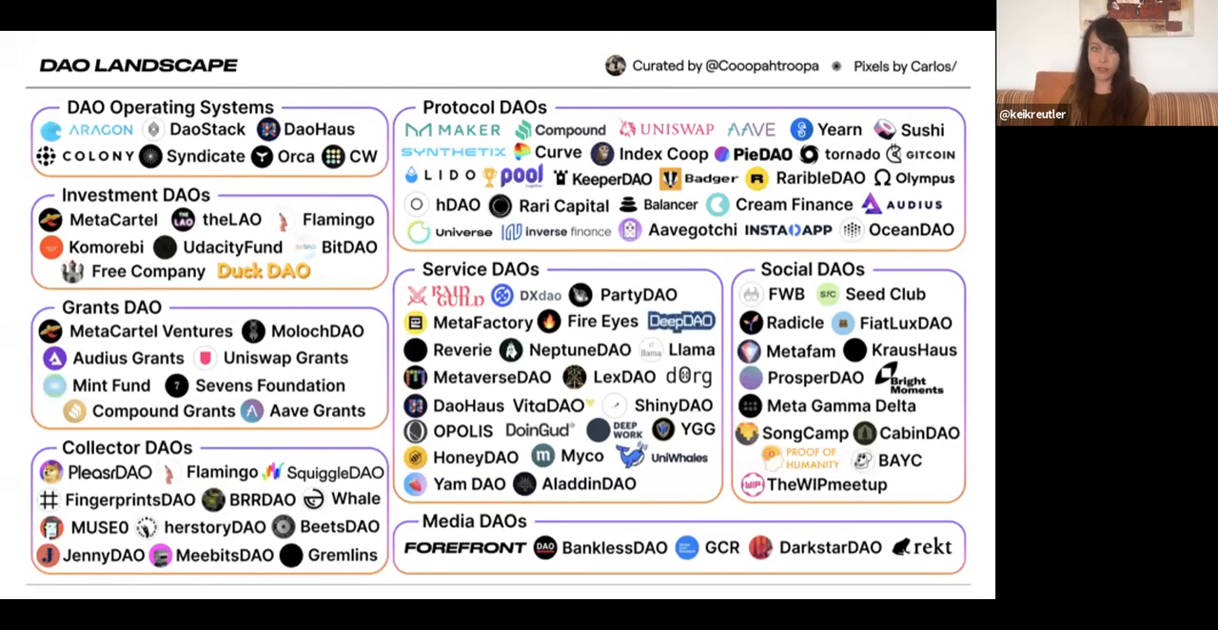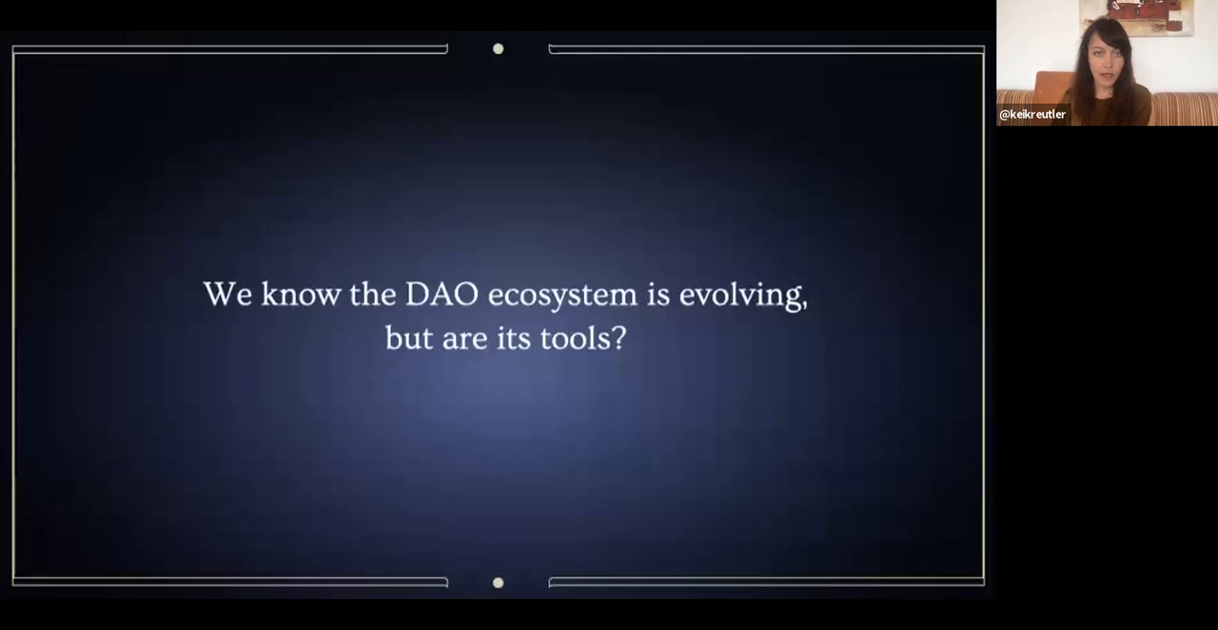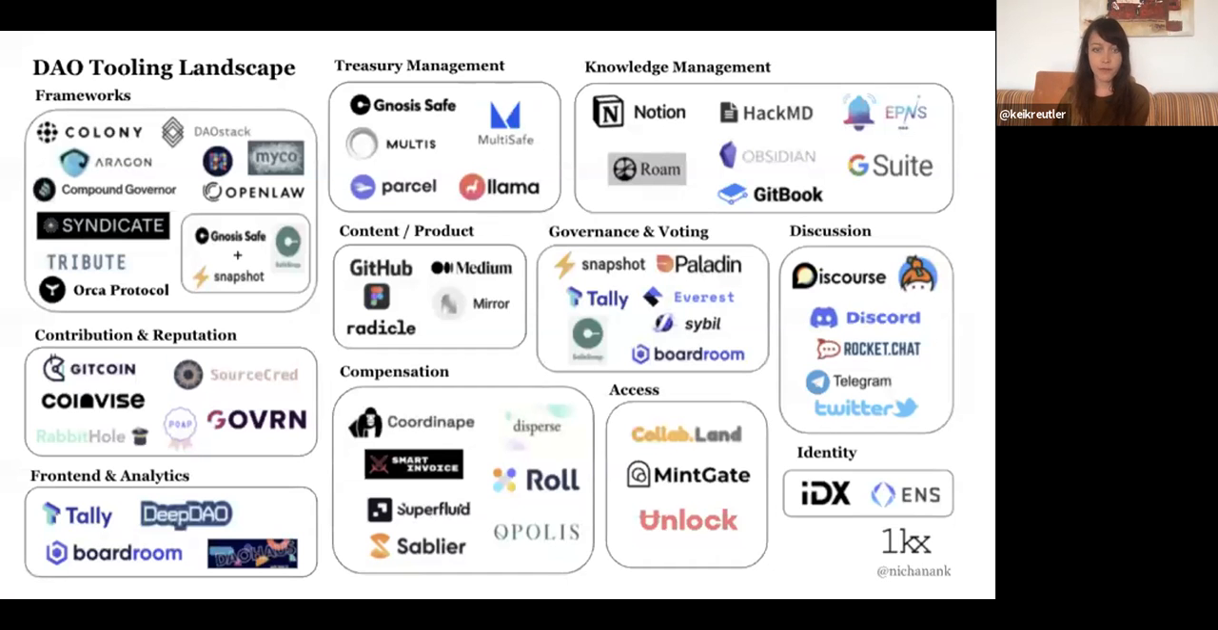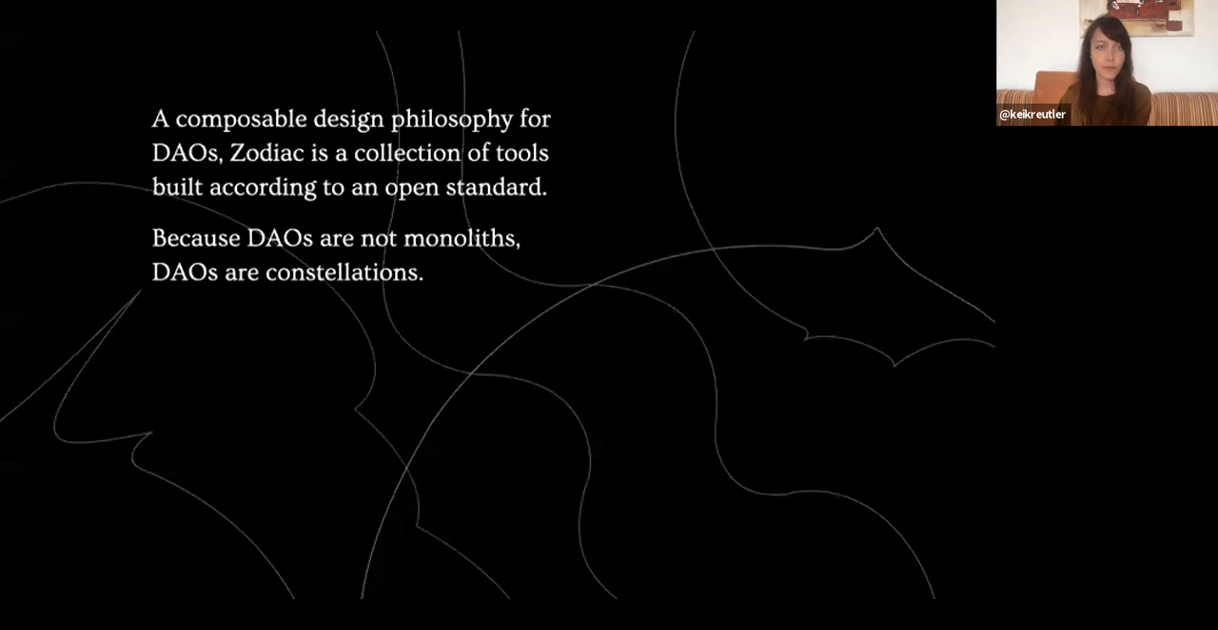Not only do we have protocol DAOs, we also have investment and grants DAOs, plus things like social DAOs, media DAOs, and collector DAOs, bringing the idea of DAOs to the cultural sector and really expanding on it. From this, we know that the DAO ecosystem is evolving, but so are its tools. They've definitely grown in number. I would say the ecosystem really is flourishing, combining these platforms, protocols, and frameworks. However, the threads connecting this plug and play approach have lacked an open standard. Until now.